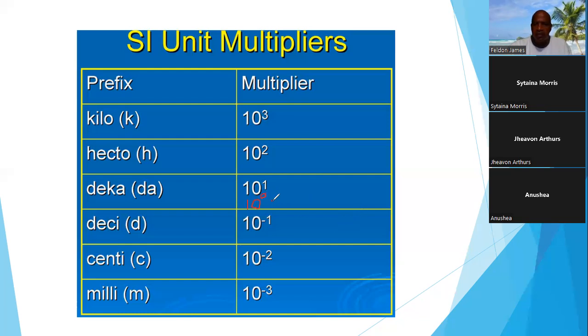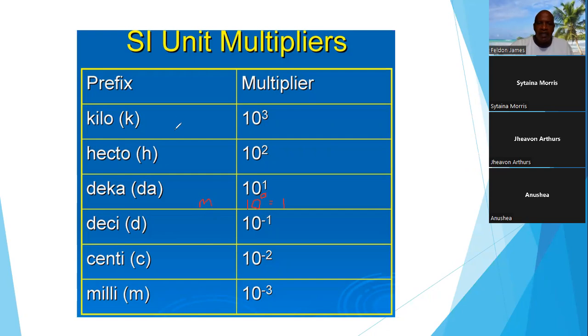10 to the 0, anybody remember? 10 to the 0 is actually equal to 1. So if we are measuring in meter, then meter would be the base unit and it is measuring in 1. But if we now say decameter, or decimeter, or centimeter, or millimeter, what we are actually saying now is we are looking at multiples and submultiples of the meter.